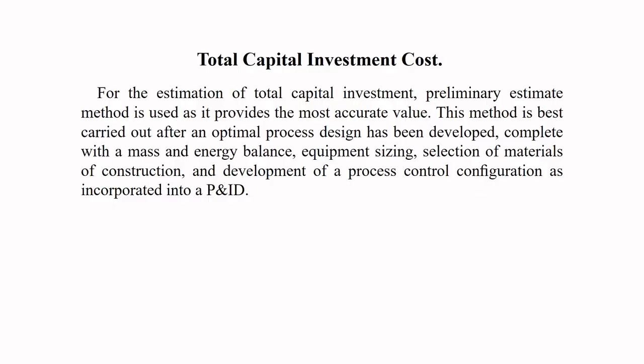For the estimation of total capital investment, preliminary estimate method is used as it provides the most accurate value. This method is the best carried out after an optimal process design has been developed, complete with mass and energy balance, equipment sizing, selection of material of construction, and also development of a process control configuration as incorporated into a P&ID.